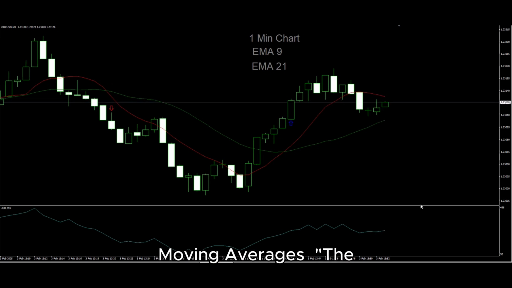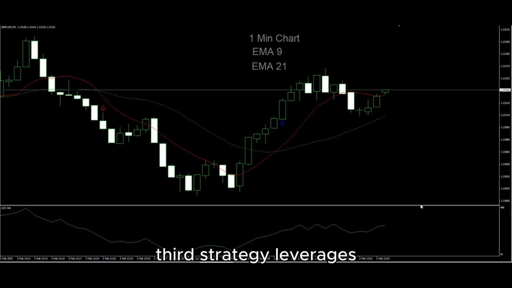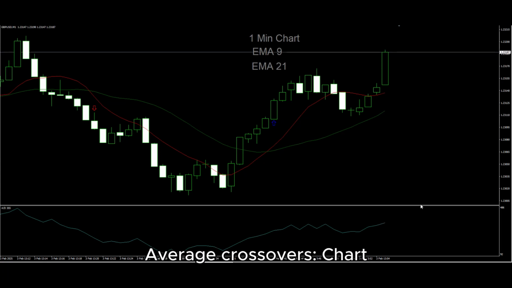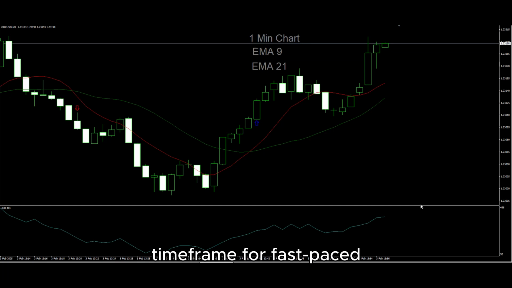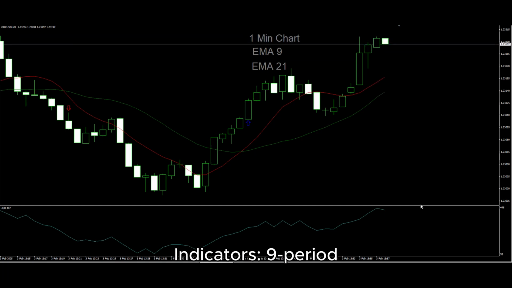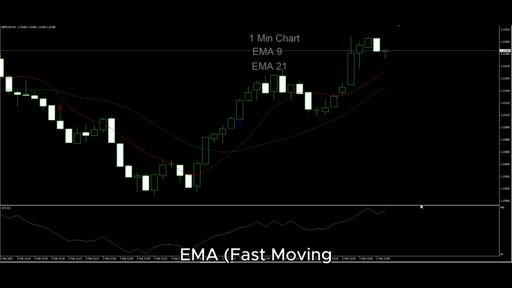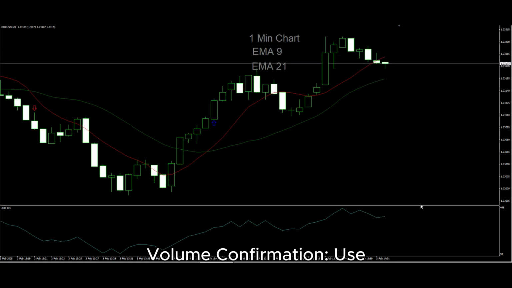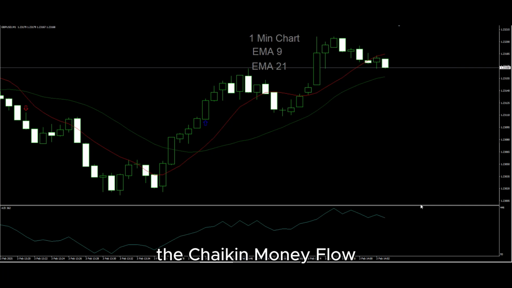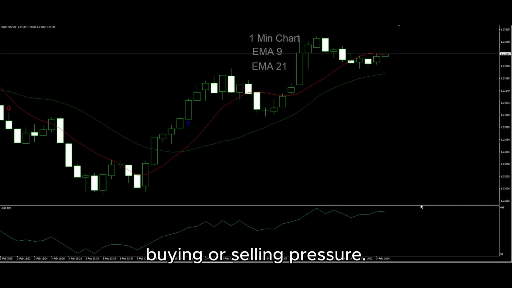Momentum scalping with moving averages. The third strategy leverages momentum using moving average crossovers. Chart setup: use a 1-minute time frame for fast-paced scalping. Indicators: 9-period EMA, the fast moving average; 21-period EMA, the slow moving average. Volume confirmation: use the Chaikin Money Flow, CMF, to verify strong buying or selling pressure.